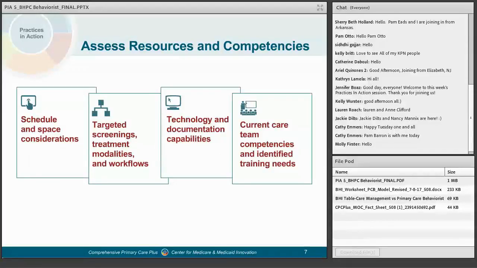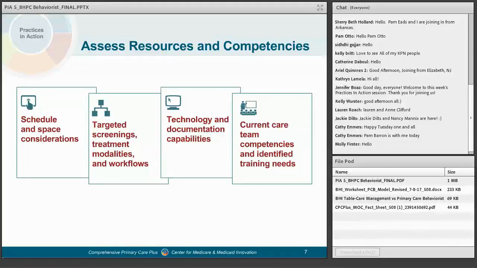Assessing resources and competencies allows you to better plan for successful implementation of the primary care behaviorist model. Important considerations include space to co-locate a behaviorist at your practice and a schedule to have him or her available for warm handoffs. Identifying targeted screenings and treatment modalities based on your practice's patient population assessment and needs. What are the opportunities to integrate these into existing workflows?